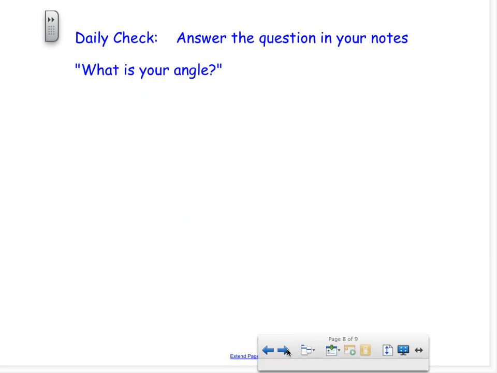Our daily check. Answer this question in your notes. What is your angle? If you were an angle, what kind of angle would you be? And tell me why. This is kind of a fun question. Nothing really serious geometry-wise, just a fun little check.